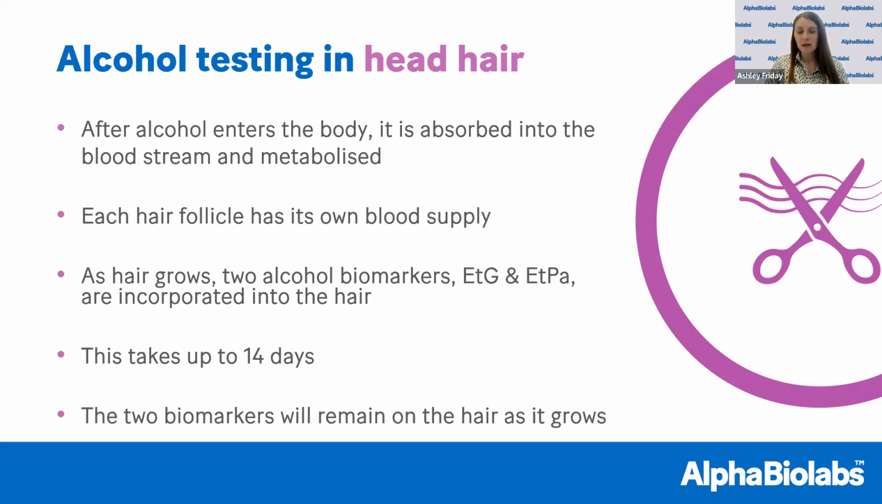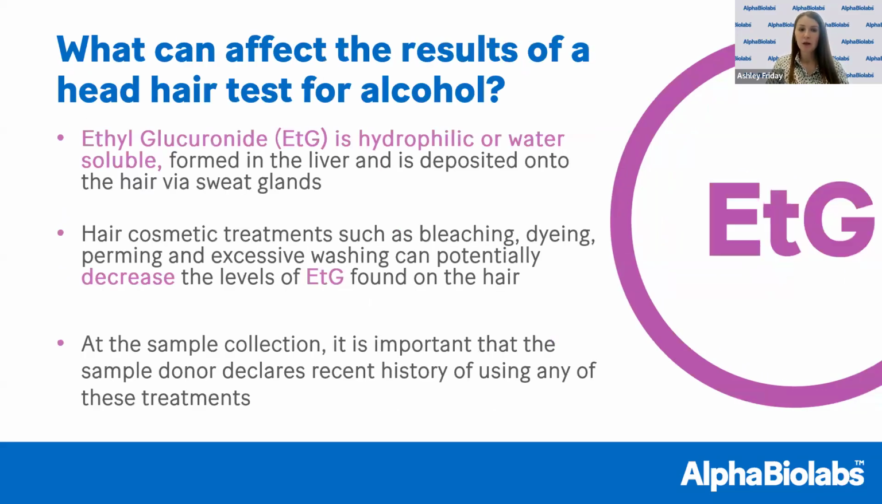And when we look to test head hair, we look for two markers. We test for ETG and for ETPA. We always test them together where possible because they complement each other quite well. And we're going to look at the benefits and limitations of both of those types of tests.